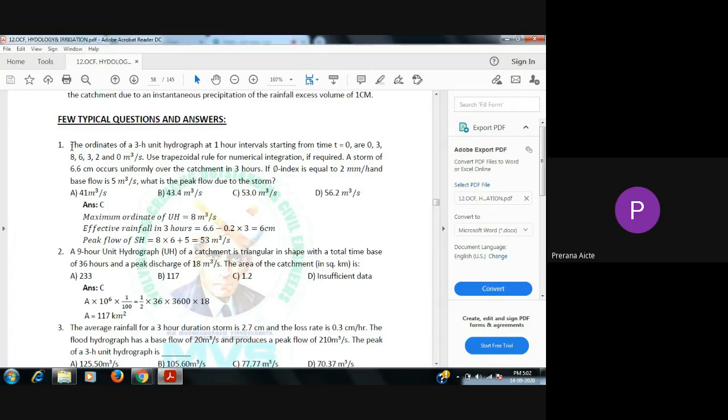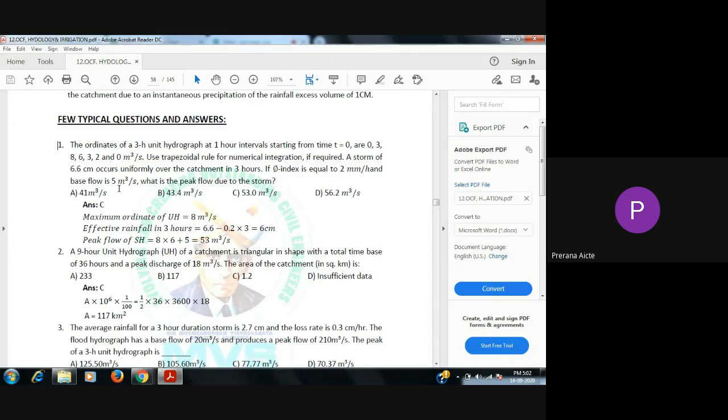Just to understand the problem first. Of course, the calculation part may not be important. So these are the alternatives. The phi index is equal to 2 millimeter per hour. What is the phi index actually? The phi index is an index above which rainfall volume equals runoff volume. So the rainfall above the phi index value may be considered as runoff. 2 millimeter per hour is the phi index. Above that, rainfall volume will be runoff volume.